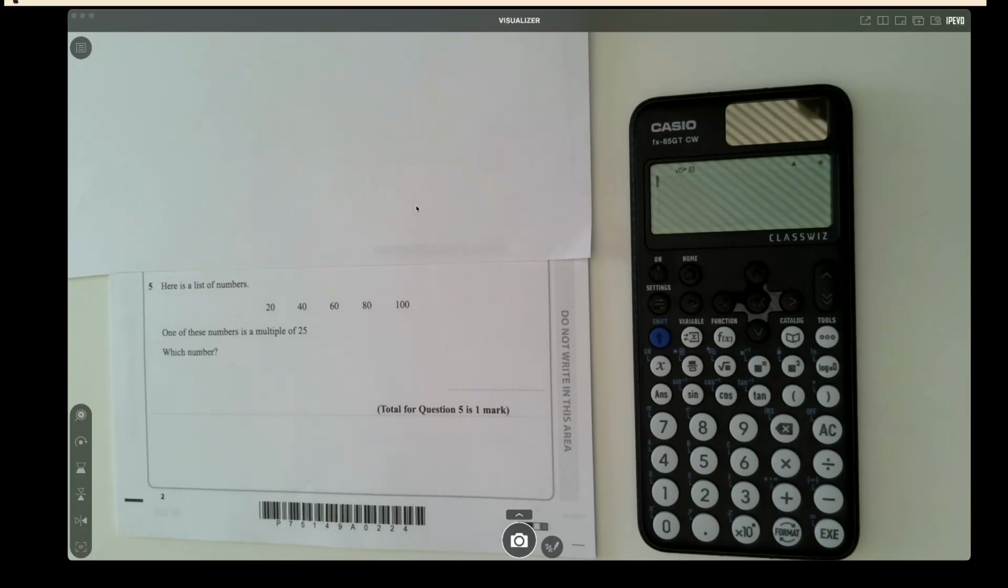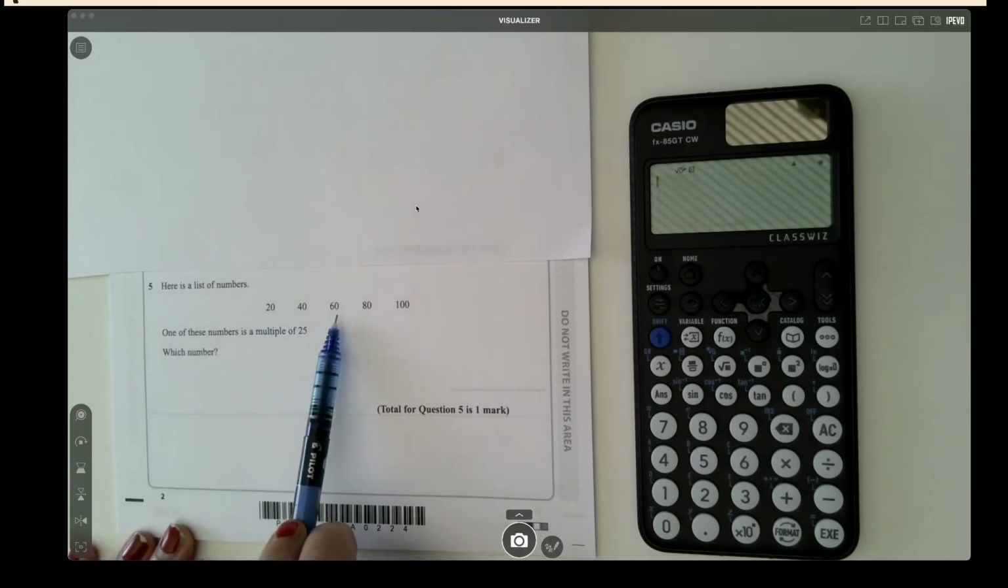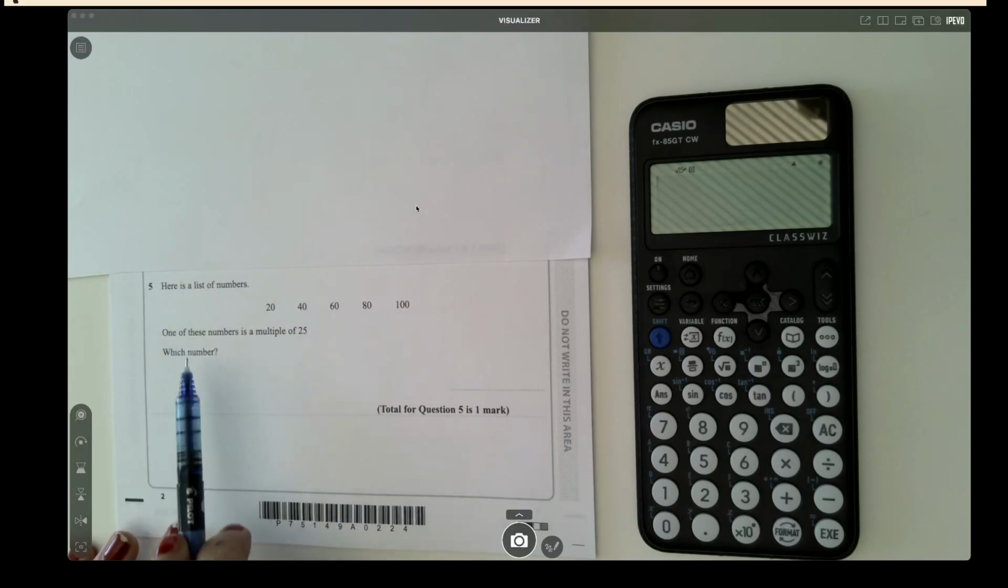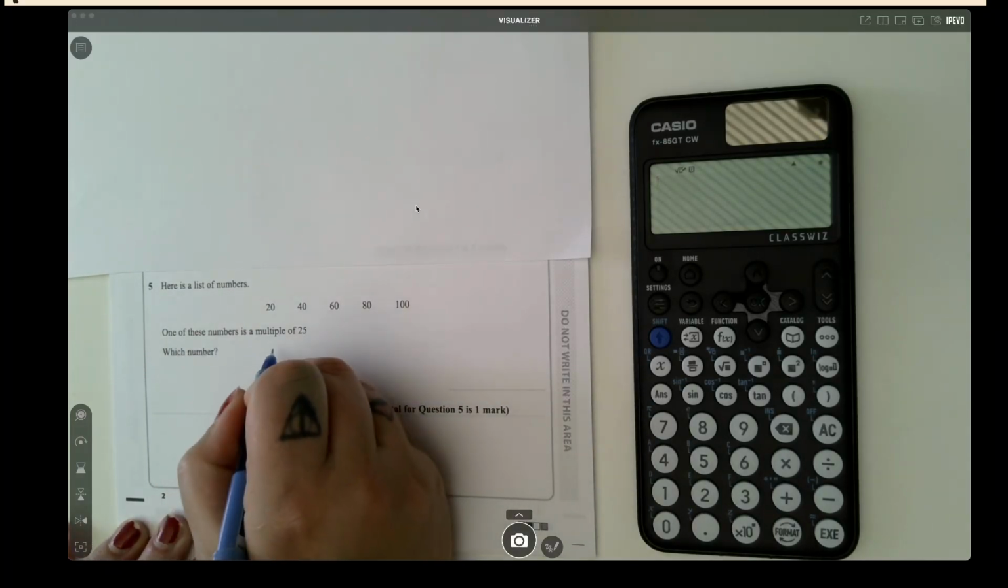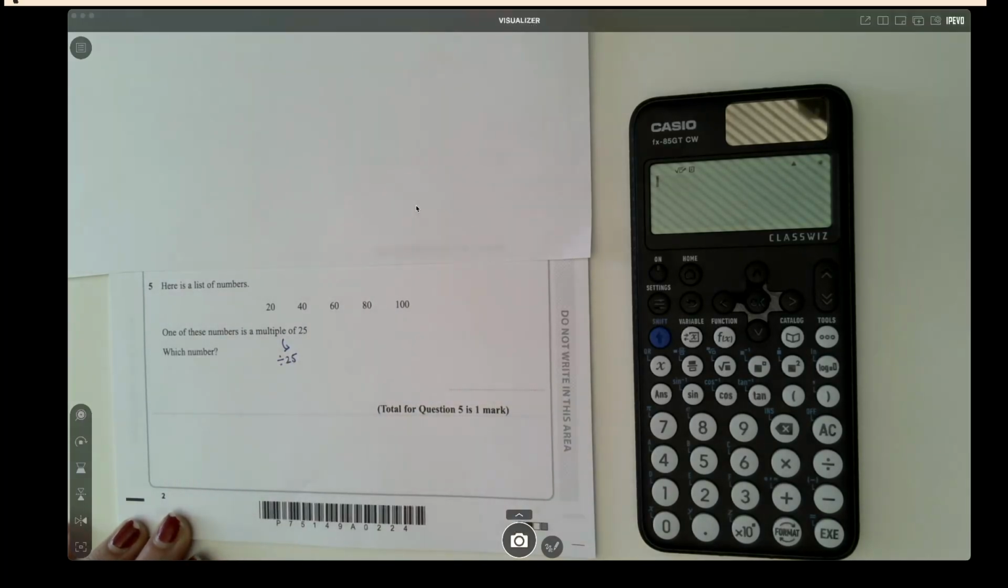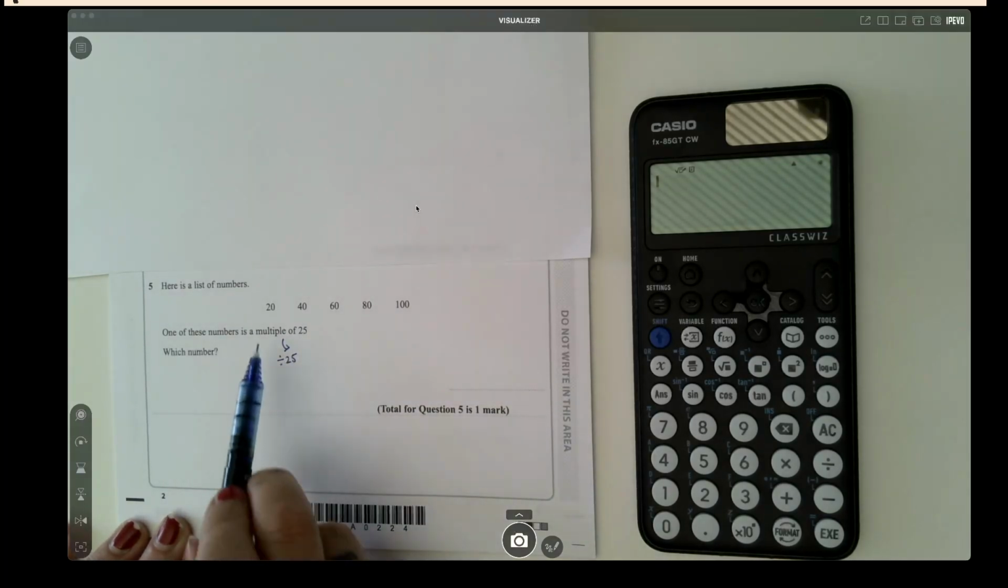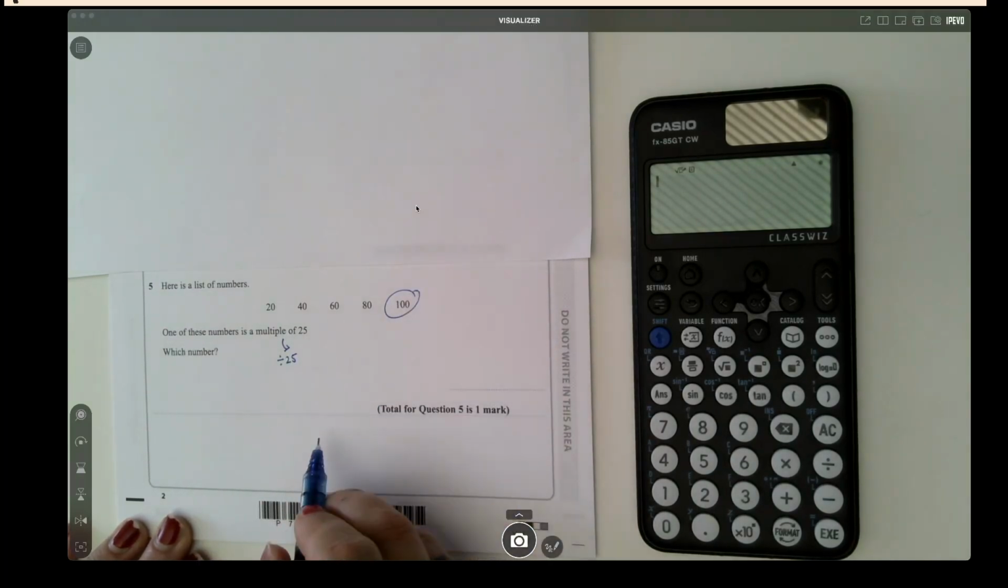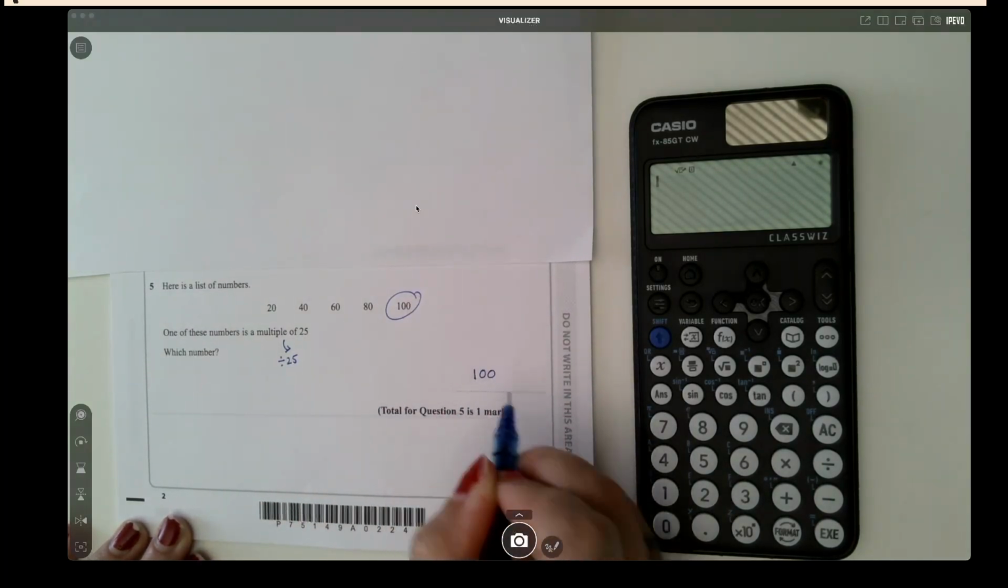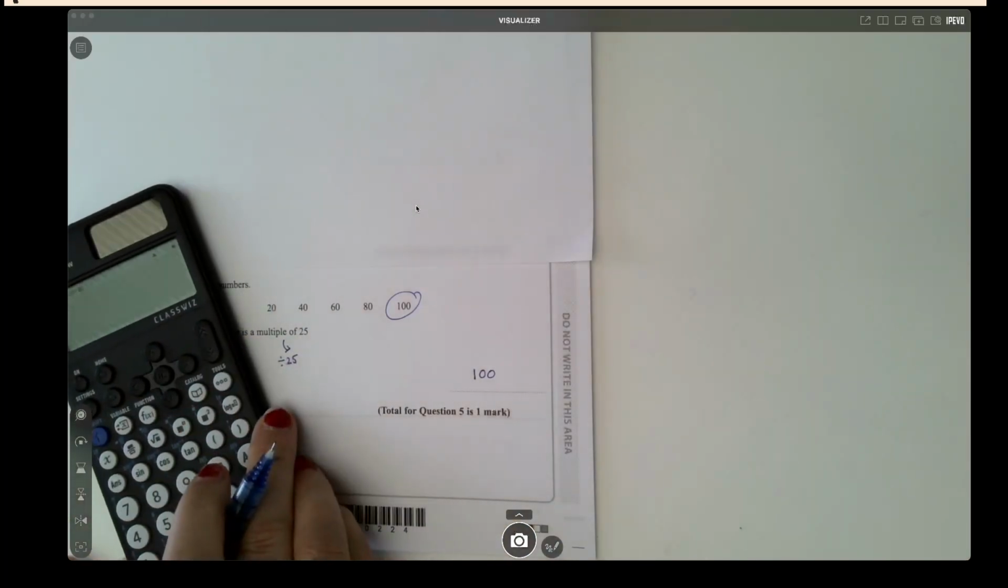Question 5. Here is a list of numbers: 20, 40, 60, 80, 100. One of these numbers is a multiple of 25. Which number? If it's a multiple of 25, it will divide by 25 and give us a whole number answer. So I know that the only one here is 100, so I'm going to pop that on the answer line. You could, however, check them all.